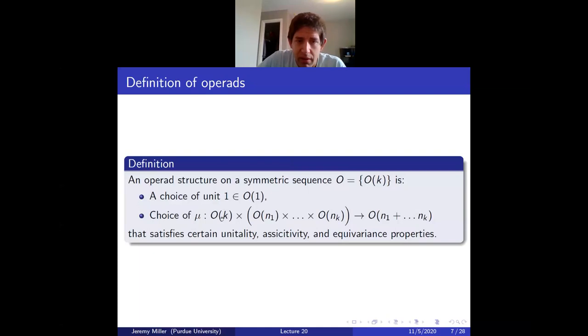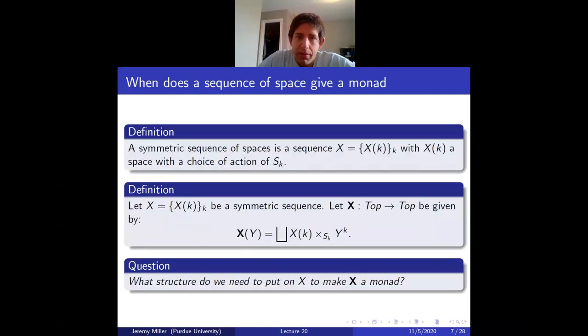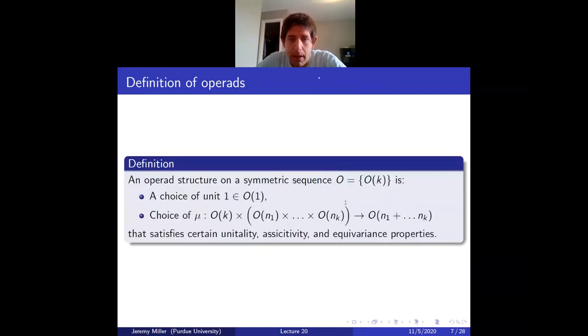and then we have a choice of map from the space in arity K across the spaces in arity N_1 through N_K, going to the space in arity N_1 plus ... plus N_K. They need to satisfy certain unitality, associativity, and equivariance properties that I'll tell you about. And then the proposition is, if X is an operad, then this functor is a monad. Okay.